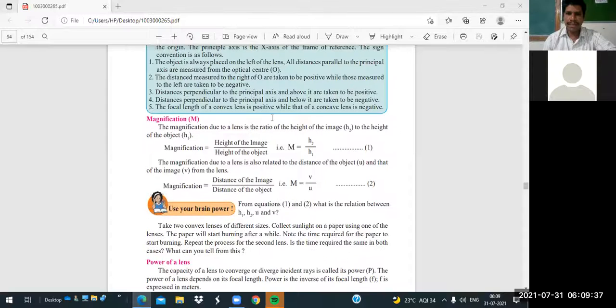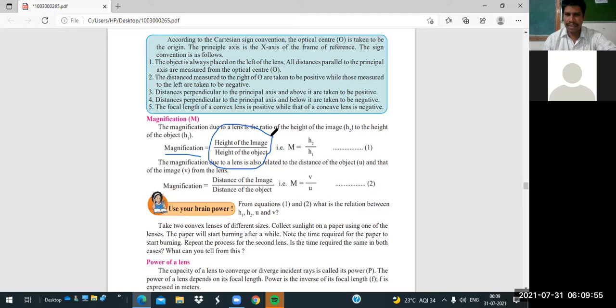There is a very simple definition. The magnification due to a lens is the ratio of the height of the image to the height of the object. So while we are speaking of this term magnification, this is the ratio we have to consider: the height of the image to the height of the object.